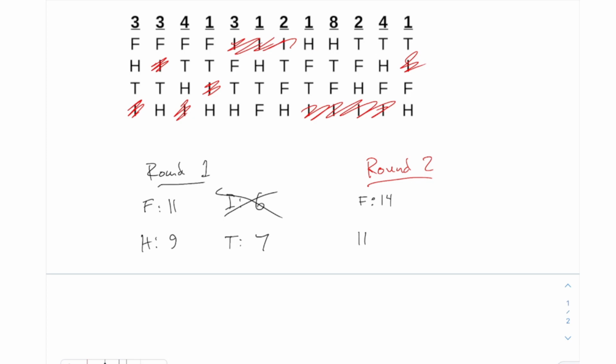H is on top in this column, plus these 2. So that's a 1, and an 8. So that's 10. I hope you got 10 votes for H in the second round.